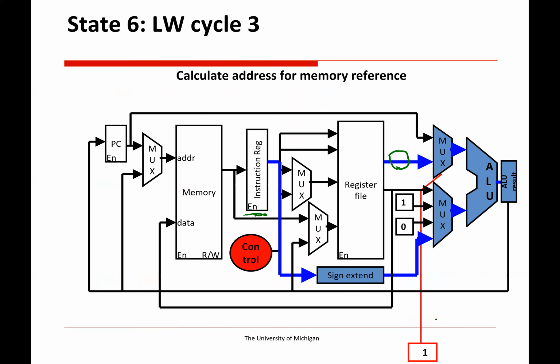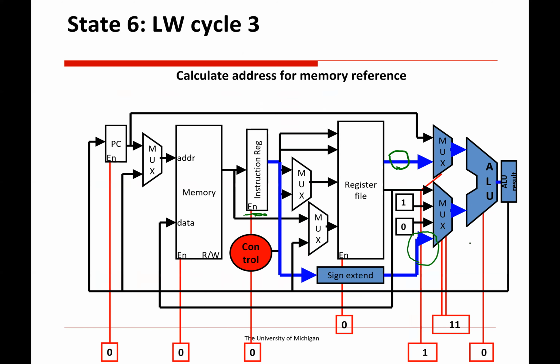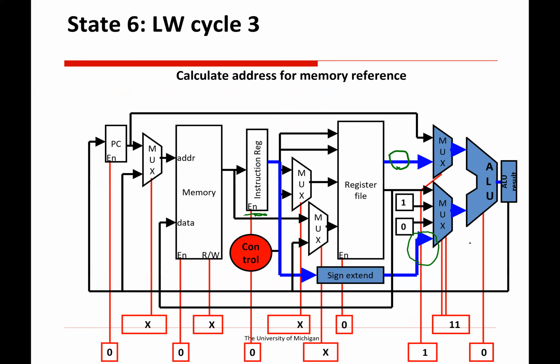So this top mux is using the bottom input, that's a 1. This mux is going to be set to 1, 1, since that's the third input. The ALU, we're adding stuff together, so that's going to be a 0. And we're not updating the register file or the memory or the instruction register or PC at this point, so those are all 0. And then all the other muxes, we don't care.